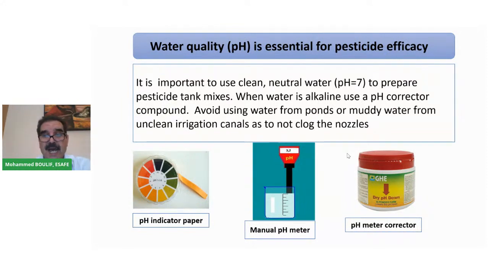When water is alkaline, we must then use a pH corrector to lower the pH, because pesticides work best when the water is a little bit acid, just below 7. Okay? So avoid using water from ponds or muddy waters from unclean irrigation canals, so as not to clog the nozzles.